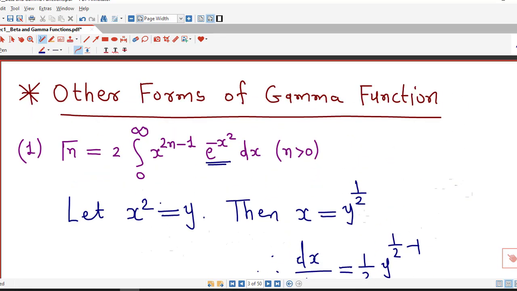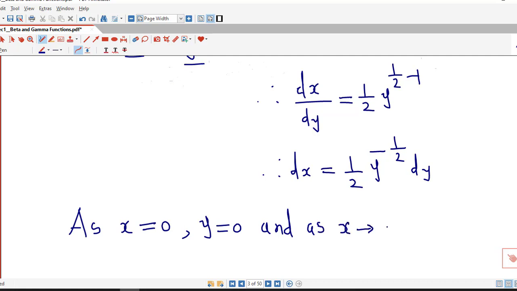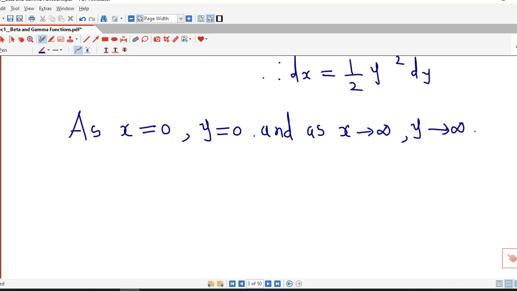And we can check the limits of y. Lower limit of x is 0, so for x equal to 0, y is 0, and the upper limit of x is infinity, and y is x square, so the square of infinity is infinity. So we write the limits also: when x is 0, y is 0, and when x is tending to infinity, y is tending to infinity. Because we are changing everything in terms of the new variable y, we have to take care of limits also.